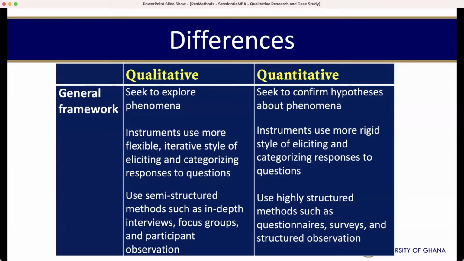Then quantitative is a more rigid style of collecting data. They have their questions and their possible answers, and they ask which of these you agree with. Okay, but the semi-structured approach of qualitative research allows you to draw from in-depth interviews, focus group discussions, and participant observation.